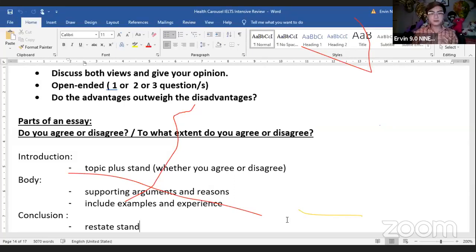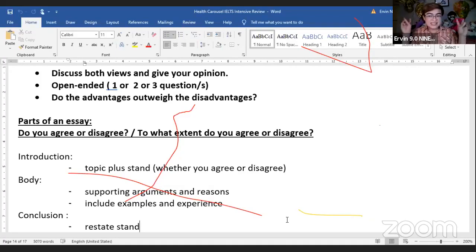Okay, so in the body, what are you expected to write? Two to three paragraphs. Because in the introduction, you're expected to write just one paragraph, around, ideally, four to five sentences. But if that might be too long, four will do. Now, what about the body? This is when you're expected to come up with two to three paragraphs, but per paragraph, around four to five sentences.